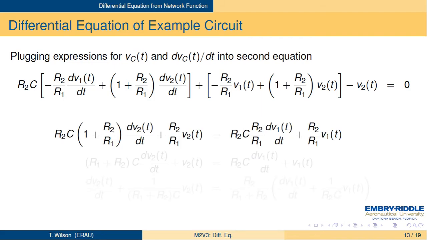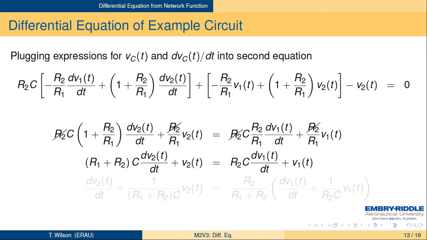Okay, that's nice. Then we take the v1 of t terms to the right-hand side and leave the v2 of t terms on the left-hand side. And we notice we've got an extra R2 in the numerator here, so we can just get rid of all those. And now it's just a matter of multiplying through by R1 on both sides and doing the algebra.